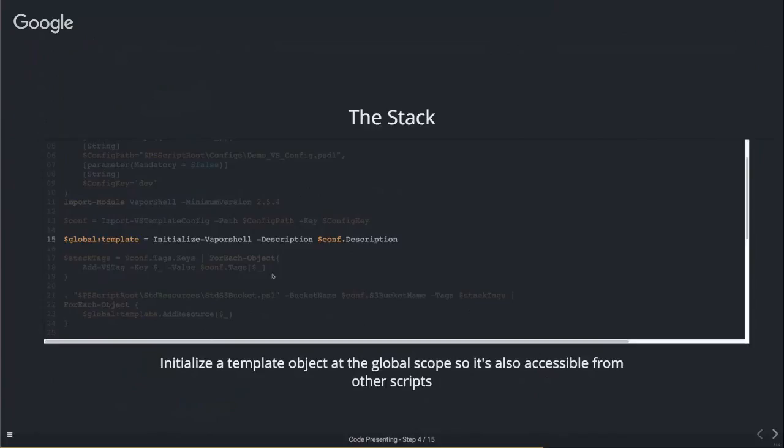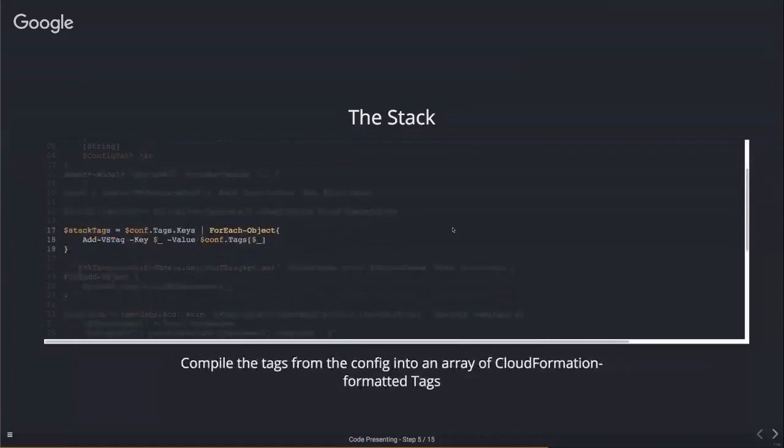After that, the main thing we want to do at the top of any Vapor Shell script is initialize our template object. That's going to give us some really useful things, like being able to validate the template from a script method on that object, and adding resources, mappings, outputs, things like that. This is also going to be imported at the global level, since we're going to leverage it to add resources to it from scripts that this calls below.